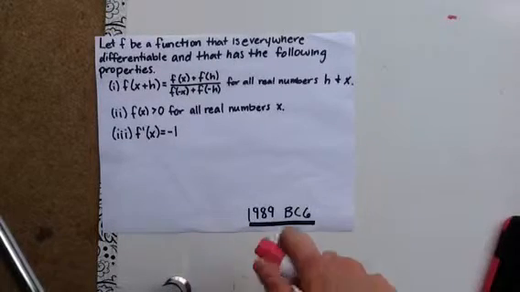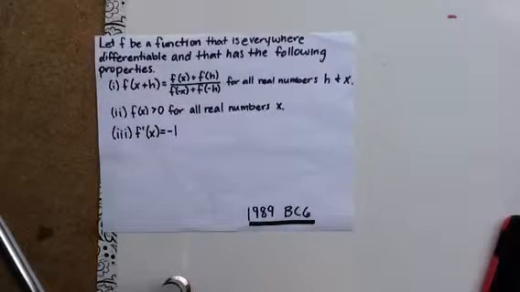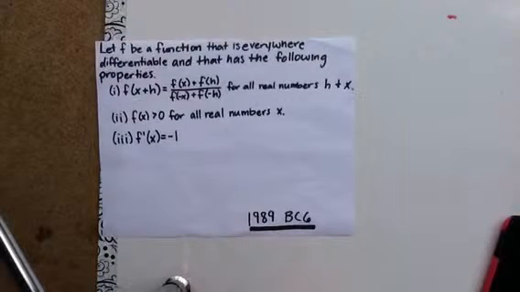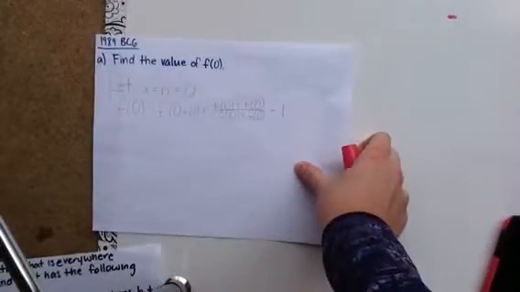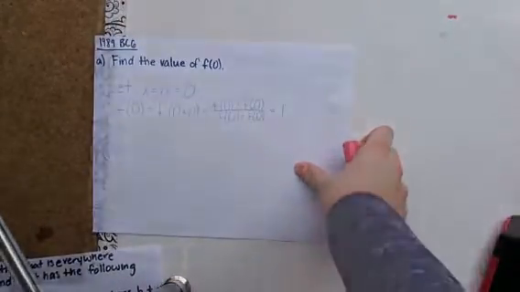Here's our problem. This is what we're going to be figuring out, and I'm just going to work through it bit by bit so you will better understand it. And here is the actual problem for A. It's asking us to find the value of f of 0.